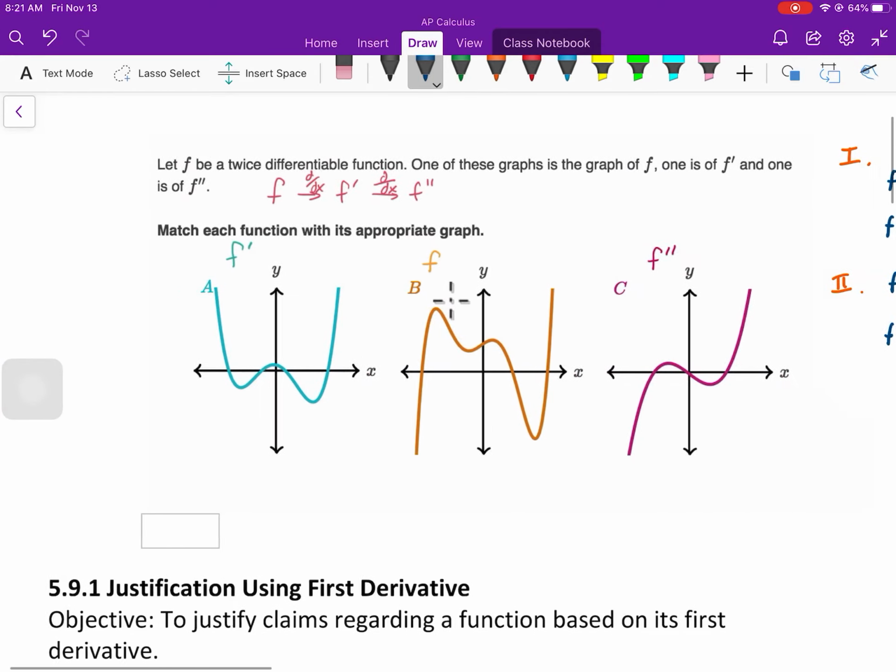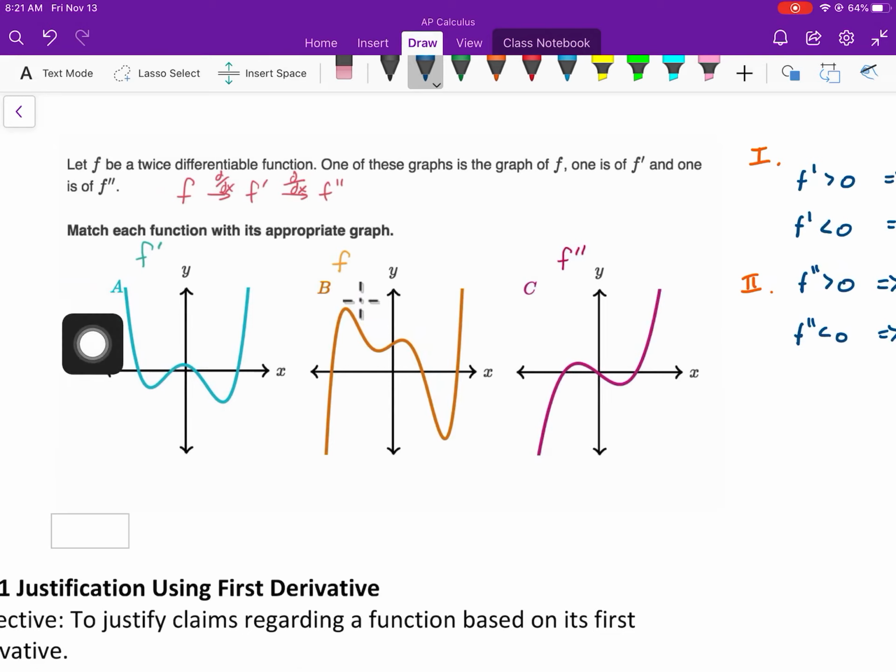So the main thing with this lesson is we're going to be looking at the graphs of f, f prime, and f double prime and getting the idea here. So really just what we were talking about before, if it's above the x-axis, it's positive. If it's below the x-axis, it's negative. So you're really looking at intervals here.